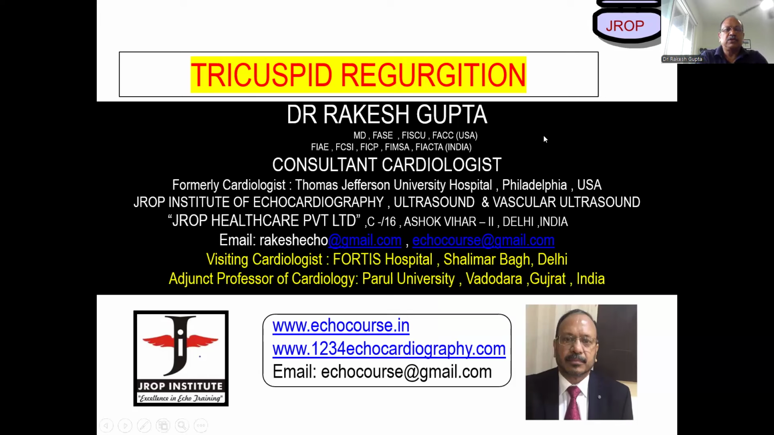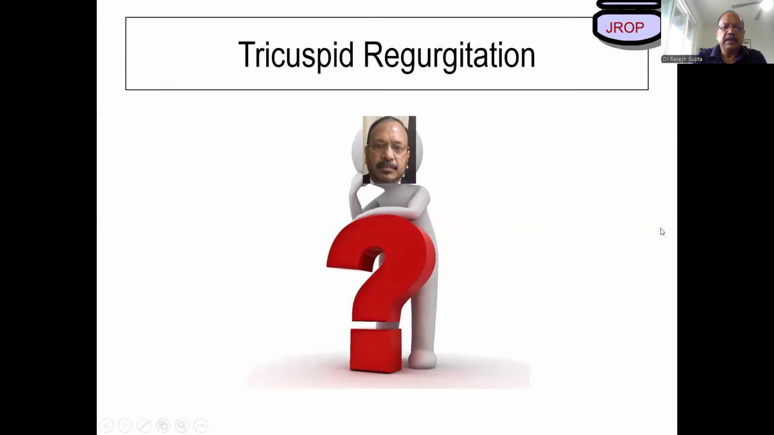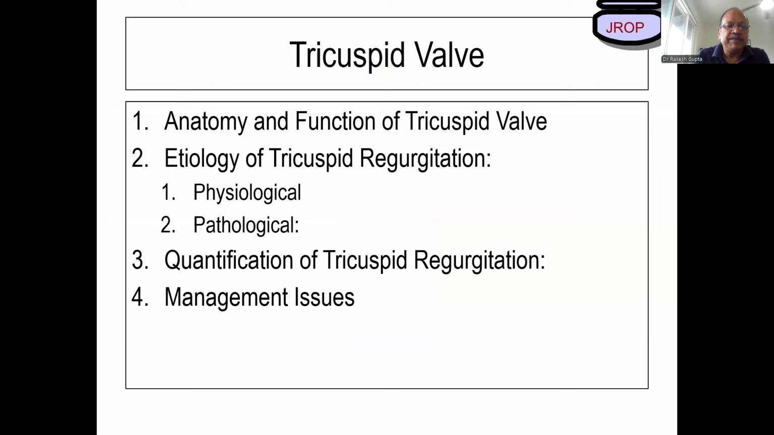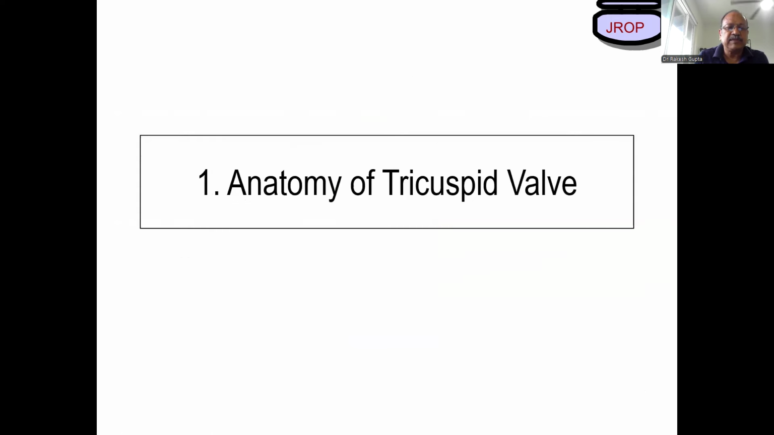Well, as we understood over a period of time, mitral regurgitation and aortic regurgitation can produce significant abnormalities in the heart. Similarly, tricuspid and pulmonic regurgitations have significant importance in our heart. Our question will be, how do we analyze them? We look at the anatomy and function of the tricuspid valve, the etiology of tricuspid regurgitation, which is very, very important as we discussed for mitral and aortic, then quantification of tricuspid regurgitation, and last is management issues.